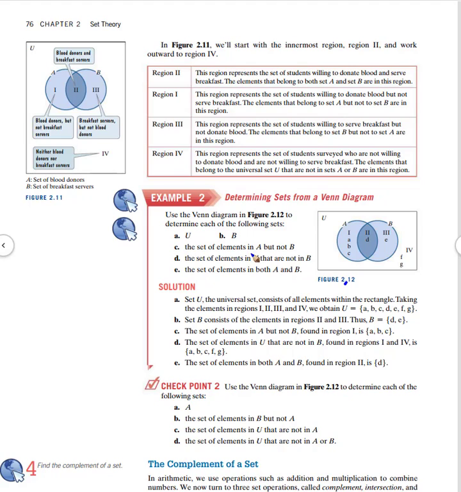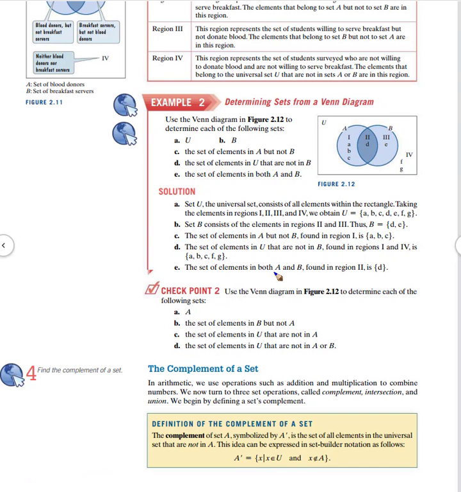The set of elements in A but not in B, well, it's this light blue area here, A, B, and C. We can't count D in there because D is inside of B also. How about the set of elements in U that aren't in B? Not in B means this one, and these two. Lastly, the set of elements in both A and B. Well, there's only one here in this overlap, and that's got to be D.